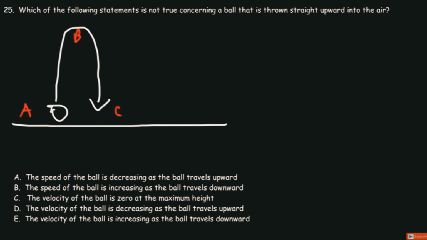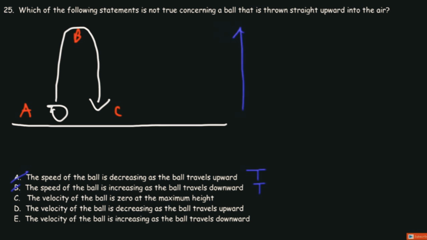Answer choice A says the speed of the ball is decreasing as the ball travels upward. Is that true or false? That is a true statement. We are looking for the false statement. And B says the speed of the ball is increasing as it travels down. That is true. Whenever an object moves away from the ground, the speed decreases, and whenever it moves toward the ground, the speed will increase.